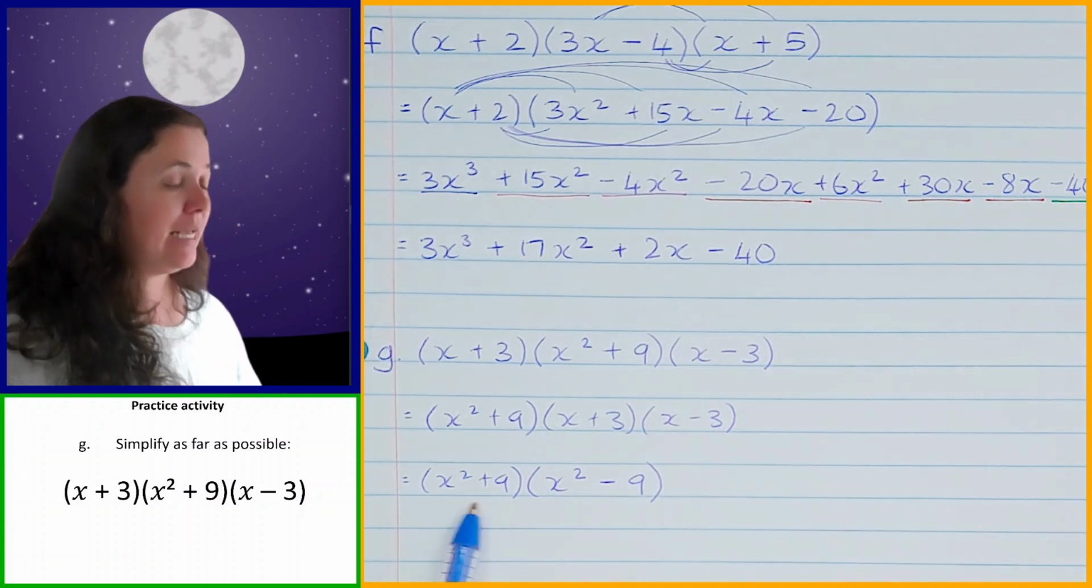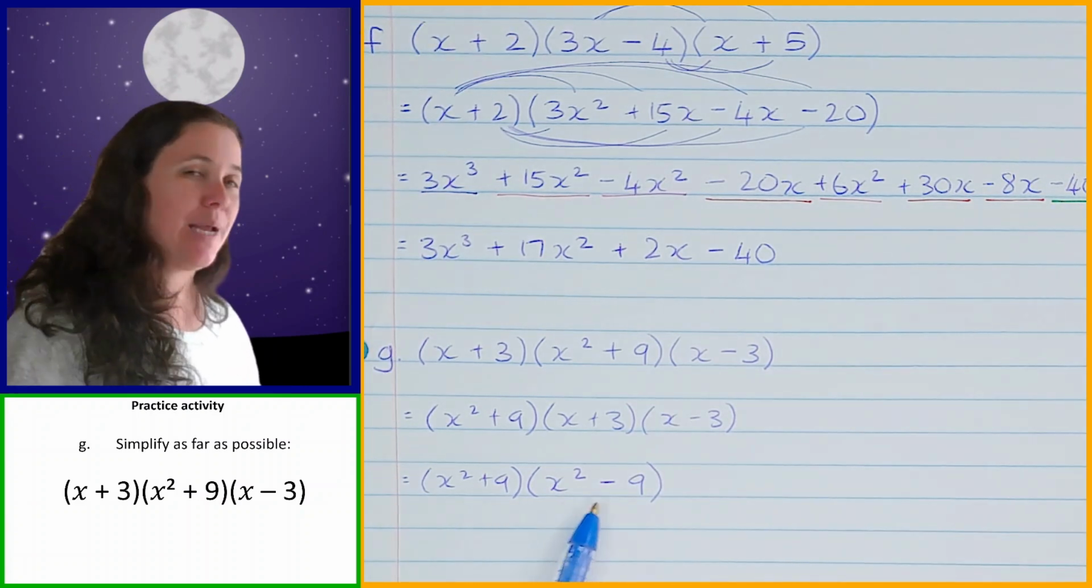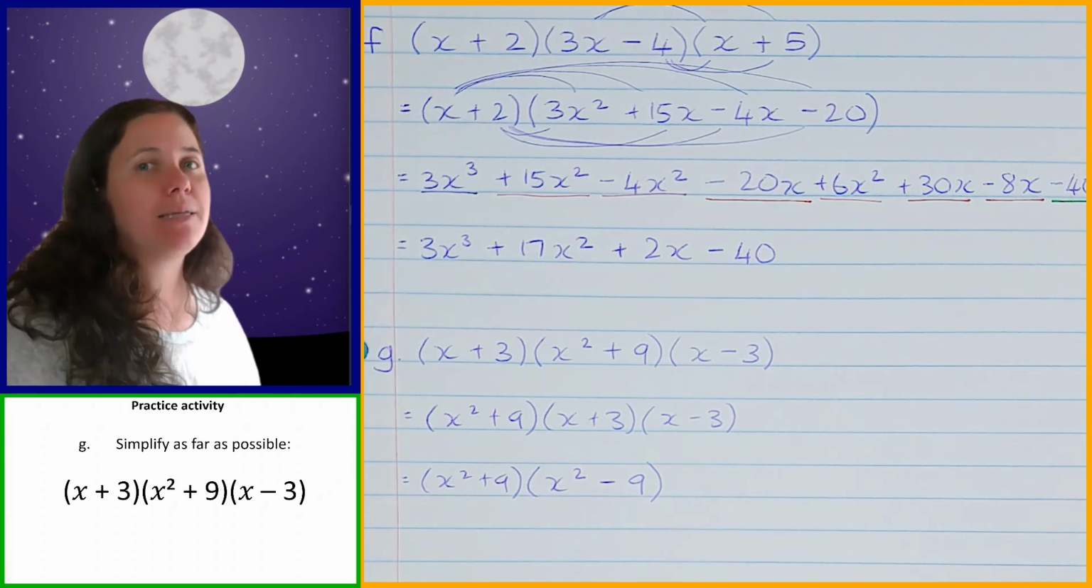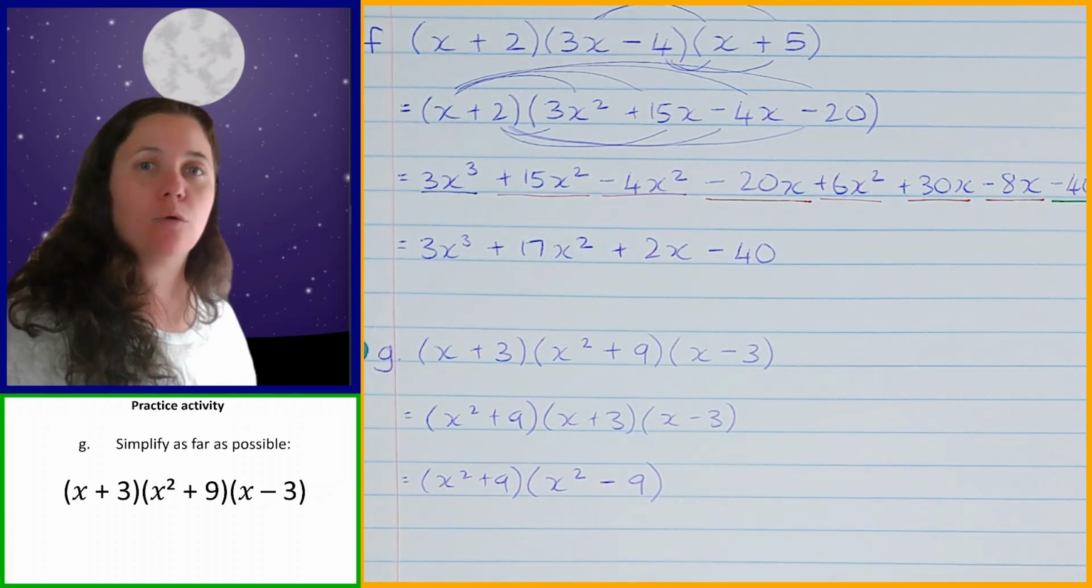So now I've got x squared plus 9 times x squared minus 9. Now if you look at that once again, we've got brackets that are the same except for the plus and the minus, so I can use my shortcut all over again.